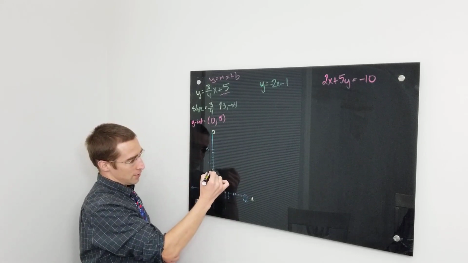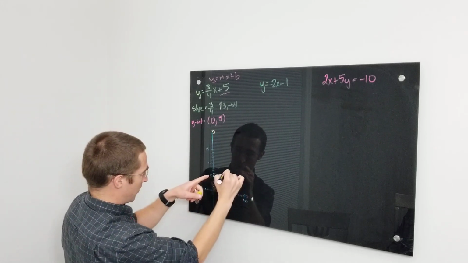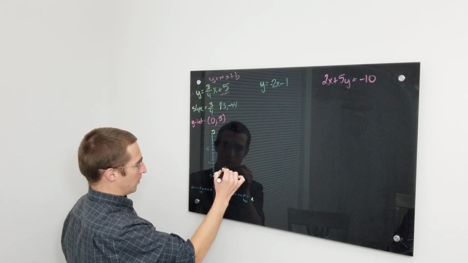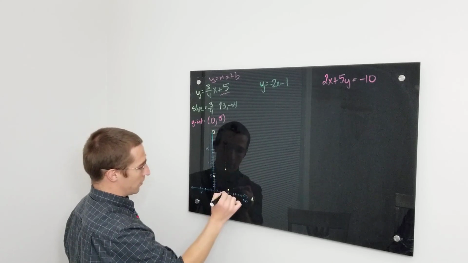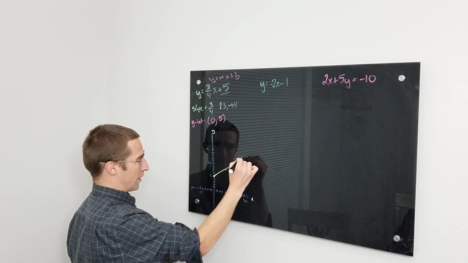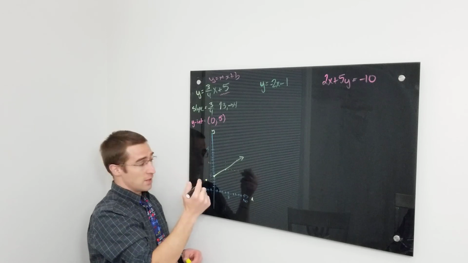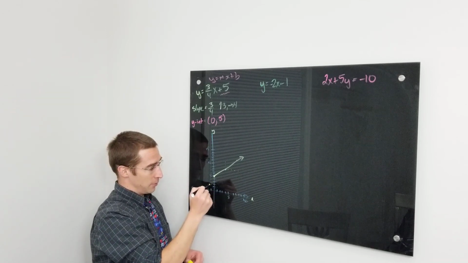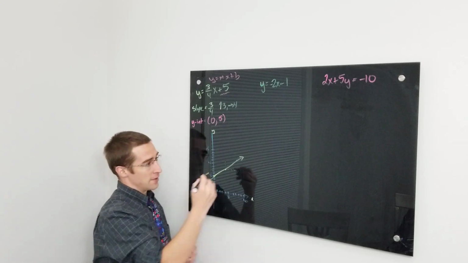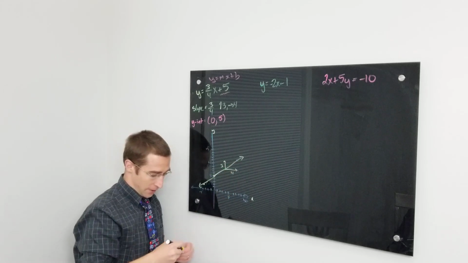So I go 1, 2, 3, up, 4 to the right. And that's my next point, which is 4, comma, 8. And then do it again. 1, 2, 3, and then over 1, 2, 3, 4. And now I can draw my line through it. I could also go backwards. So I go down 1, 2, 3, left 1, 2, 3, 4, right? And that's going to lie on that line as well. So it's up 3, right 4 to get to the next point.